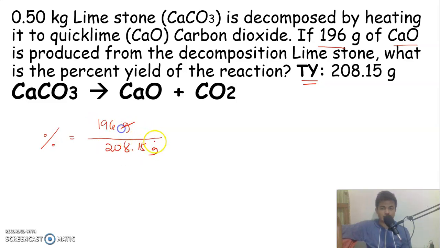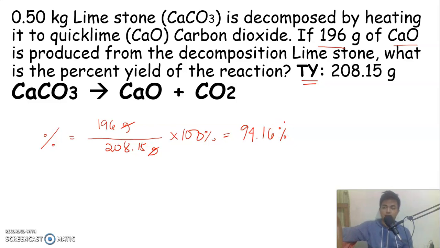208.15 grams. Cancel out the grams, and then you multiply it by 100%, meaning your answer is going to be in percentage form. So 196 divided by 208.15, that's about 94%. 94.16% of the quicklime was created out of that 500 kilograms of limestone. Now, if you want to pause and review it again, it's okay. Now let's go to the next one.